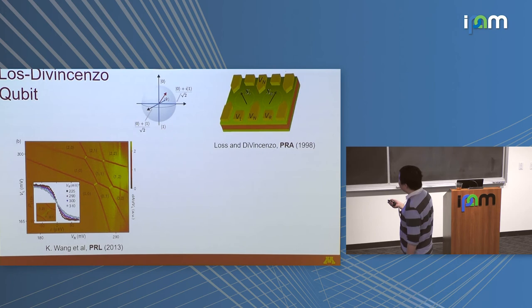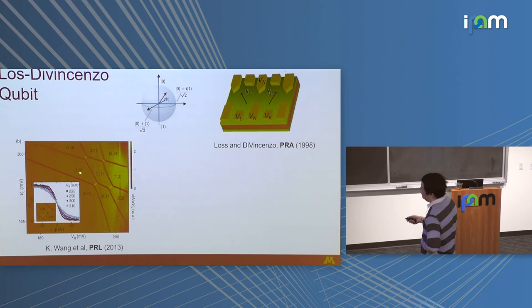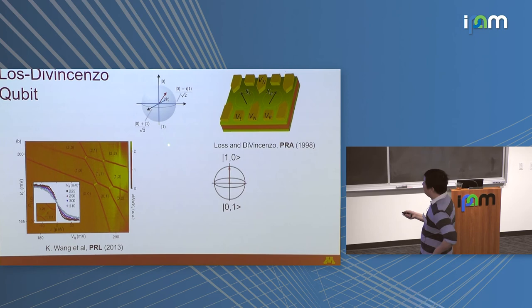Basically, you can access all the occupancies. Those two numbers correspond to how many electrons you have on the left and how many on the right. We have something called a charge sensor, which I cannot go into detail on, that lets you fully and confidently map out how many charges you have in each of the dots. A charge qubit is defined as a 1-0 to 0-1 transition. Basically, you only have one electron in the entire system, and you define your qubit 0 and 1 states as the 1-0 state or the 0-1 state.